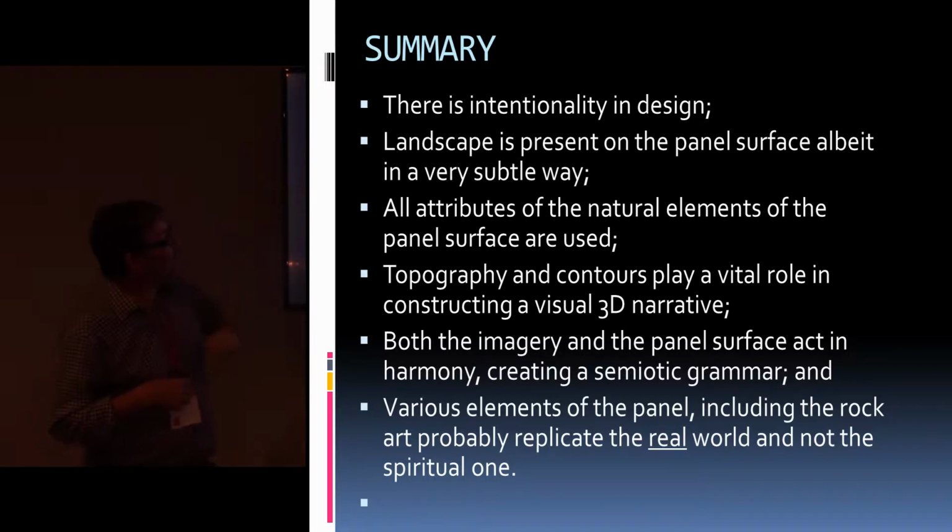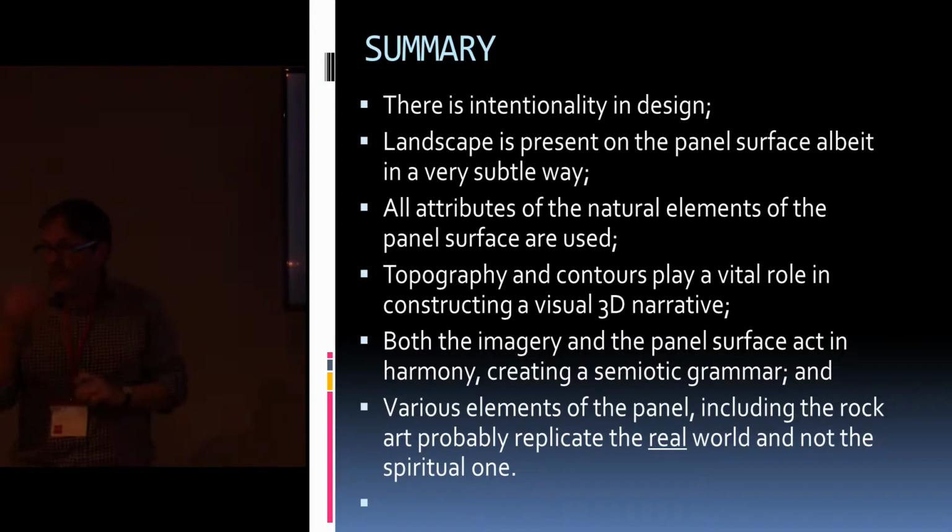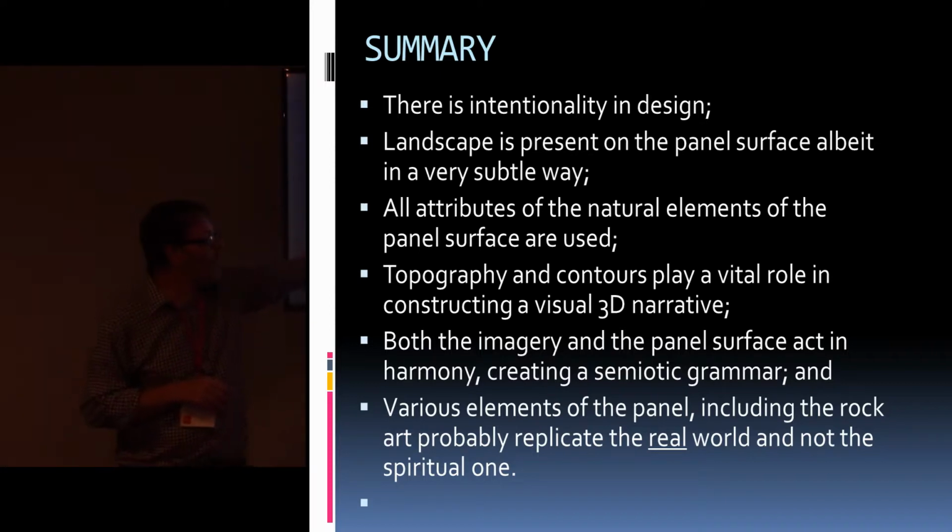Landscape is present on the panel surface, albeit in a very subtle way. And again, I think hopefully that some of the papers we've had today demonstrate that. The attributes of natural elements on the panel surface are being used, such as the striations, for example, the gullies. The topography of the contour plays, I think, a very interesting vital role in 3D narrative. And again, that's another lecture, but there are some very interesting things going on there with 3D narrative. Both the imagery and the panel surface act to harmonise and create a semiotic grammar, because these things are being repeated all the way throughout.